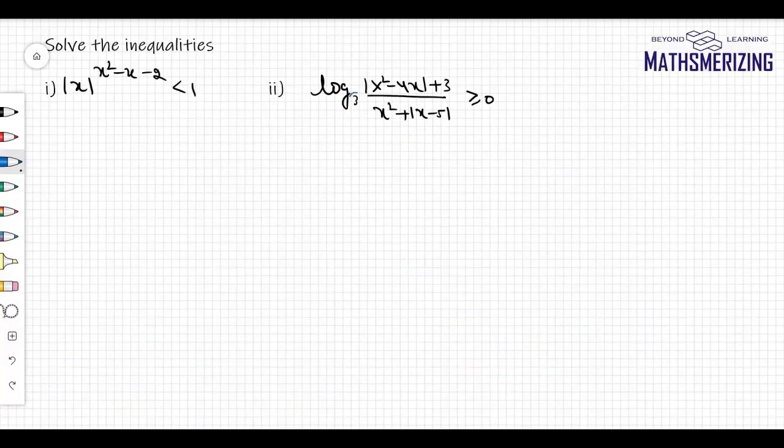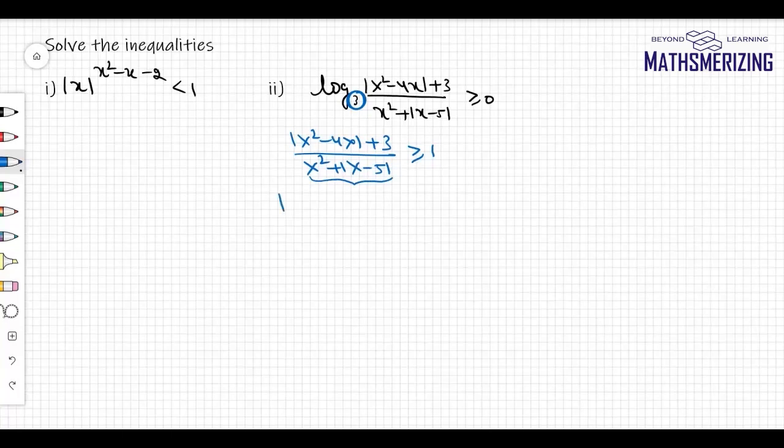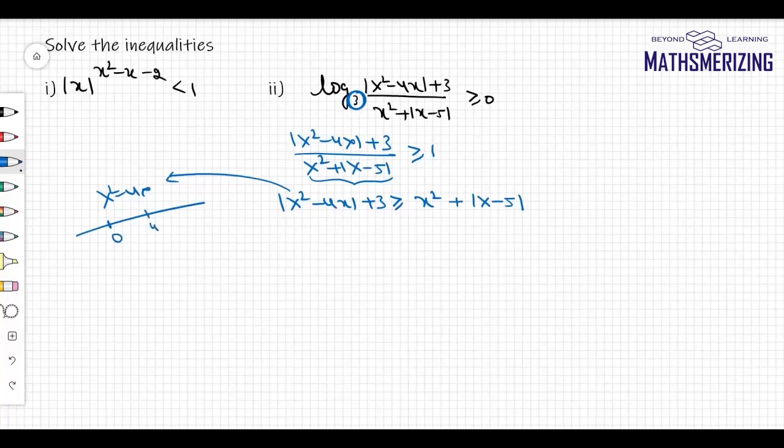Now for the second question, I'll take anti-log, so I'll write. Now, x square plus mod of x minus 5 is always positive, so I can cross multiply. I'll write x square minus 4x plus 3, and this is greater than x square plus mod of x minus 5. Now again, I see two modulus functions. So for this one, x square minus 4x, the roots are 0 and 4. So this is plus, minus, and plus.